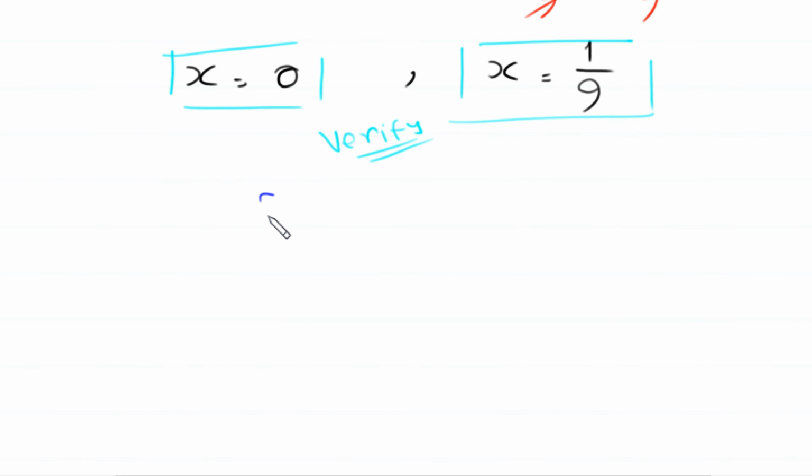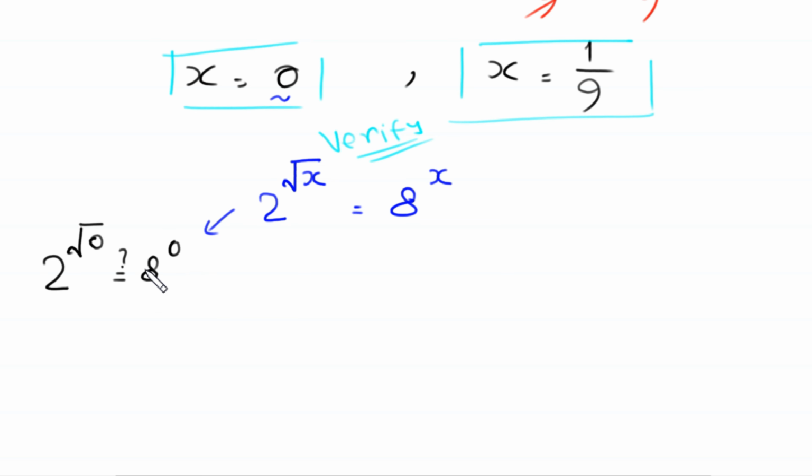The original equation is 2 to the power root x is equal to 8 to the power x. So when x is equal to 0, this equation becomes 2 to the power root 0, is it equal to 8 to the power 0? Root 0 is 0, and 8 to the power 0 is 1, and 2 to the power 0 will become 1, so 1 is equal to 1. You can see that the left hand side is equal to the right hand side. It means that this value x equals 0 is a valid solution.